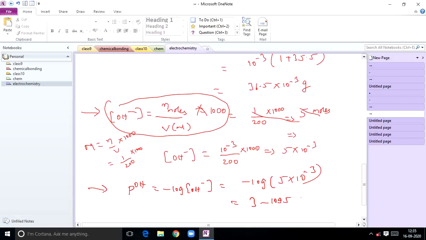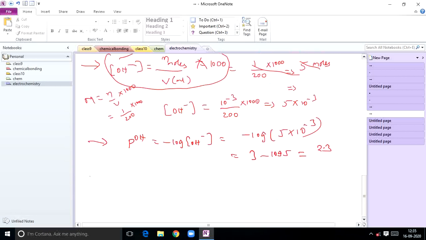pOH. So you do this one. You substitute the log 5 value, you will get finally 2.3. 2.3 is the pOH value. So from that, pH plus pOH is equal to 14. From this, pH is equal to 14 minus pOH. So finally you will get 11.7.